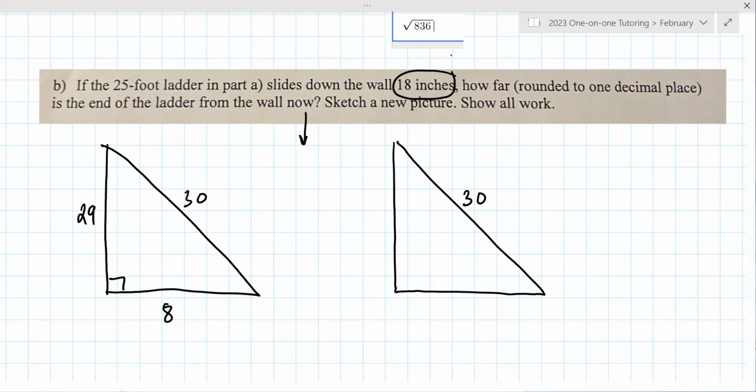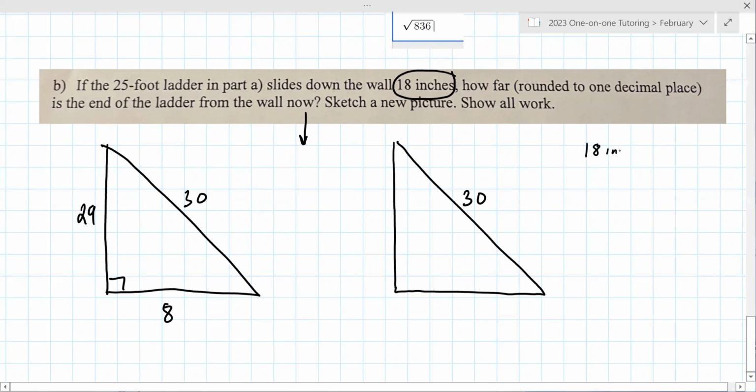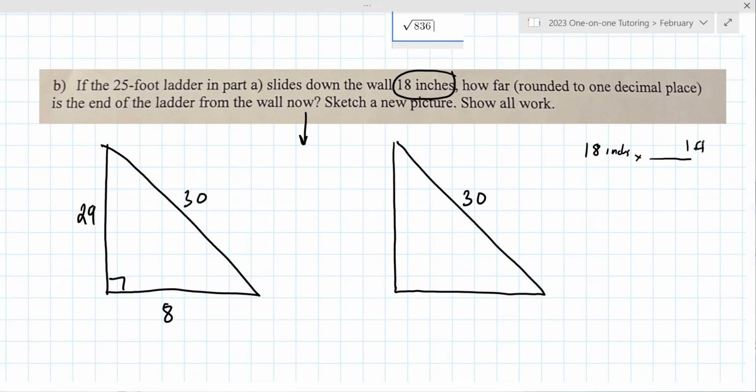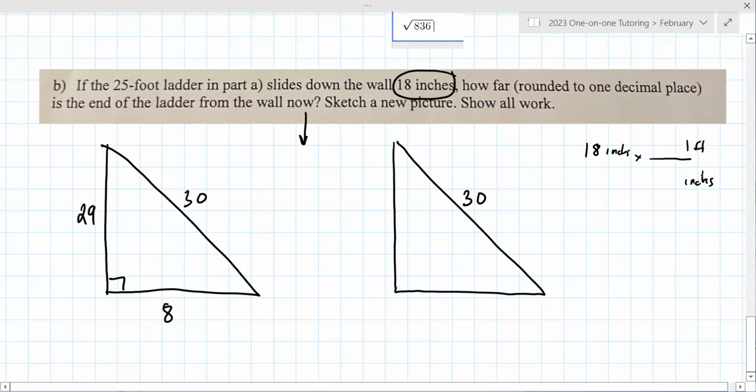I think it's measurements. 18 inches times how many inches are in 1 foot? Is this in Desmos? No, I'm asking you how many inches are in 1 foot? Oh, 12. 12 inches are in 1 foot. 18 divided by 12 is 1.5 feet. Yes.